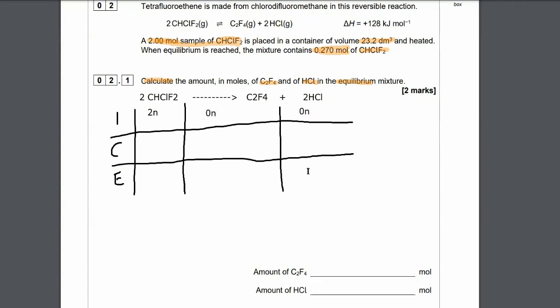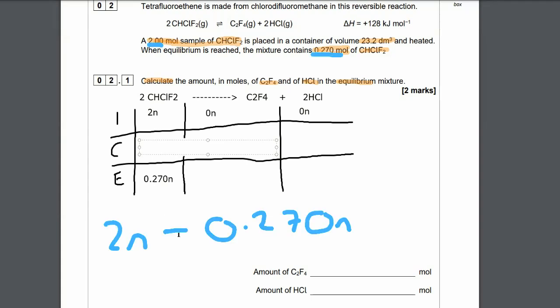So it tells us, which I've highlighted up the top, that we've got 2 moles of CHClF2, and we can't have any moles of the products yet. So no moles of C2F4 and 2HCl. So how much does it change by? Well, we take the 2 moles that we have of the initial reactant, and it tells us how much of the reactant is left afterwards, which is 0.270 moles. So let's do 2 minus 0.270, and that is going to give us the amount that those moles changed by.